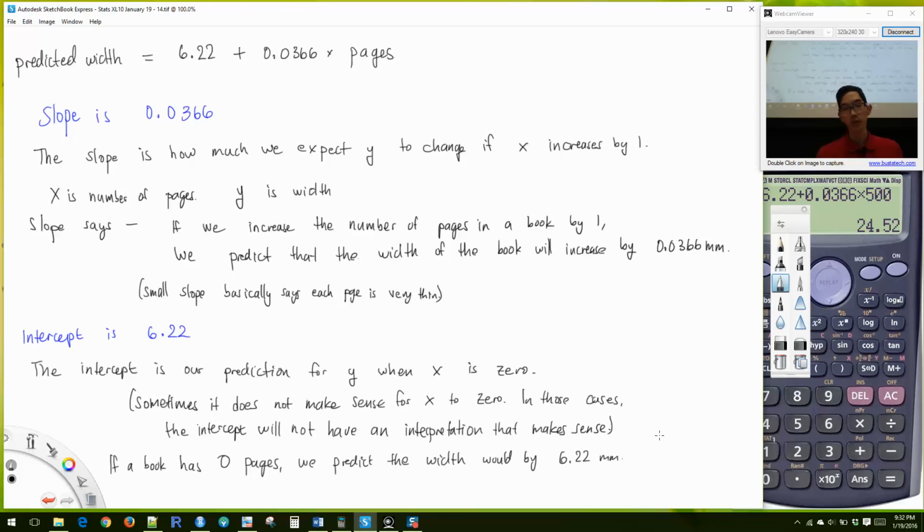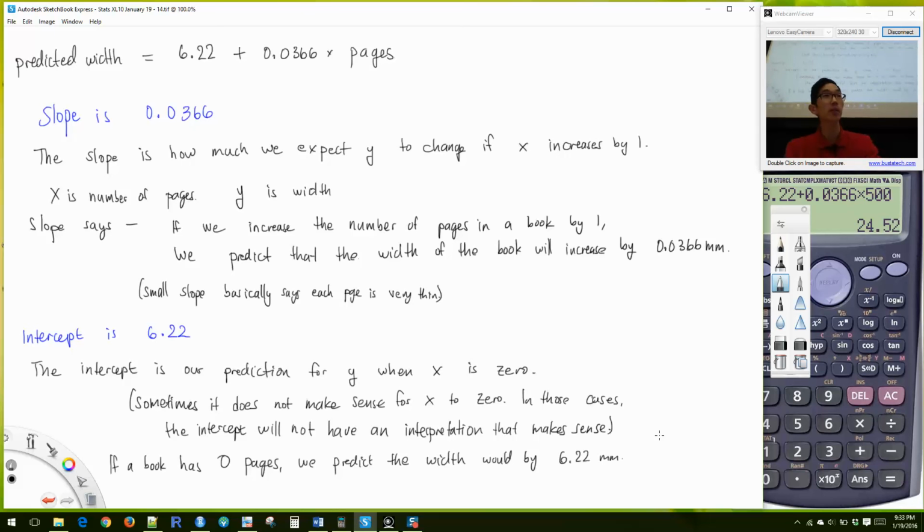So, what does that kind of mean? That kind of means how thick are the covers, right? So if you take out all the pages in the book, how wide is your book? 6.22 millimeters, that's basically how wide are the covers of the book by themselves without any pages. And so in that case, it kind of makes sense. But sometimes you'll have a situation where it doesn't make sense to have 0 for x.